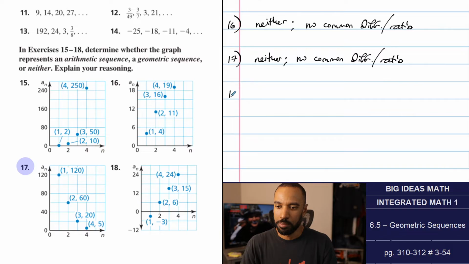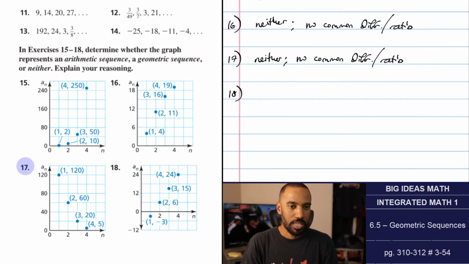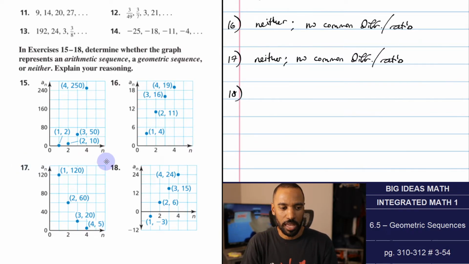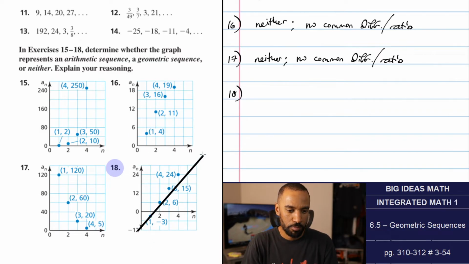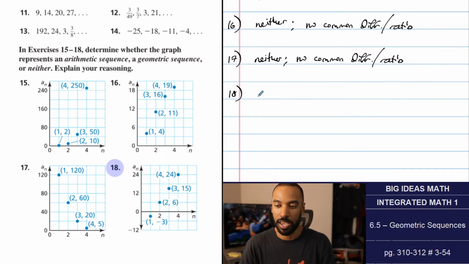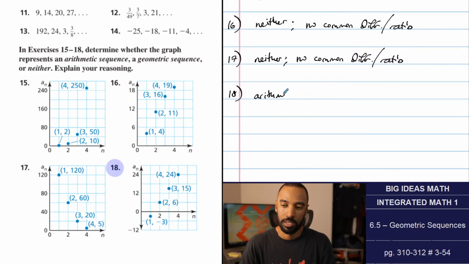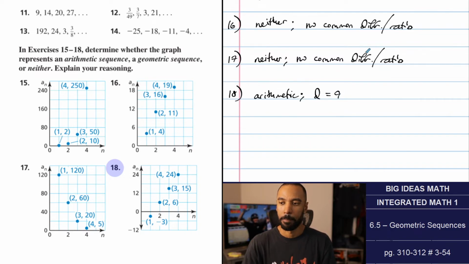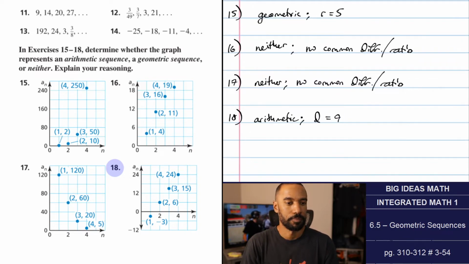And number 18, this thing goes from negative to positive and doesn't let up. That's something a geometric sequence just cannot do. This appears linear, though. Going up and right through. Adding 9 plus 9 plus 9. This is an arithmetic sequence with a common difference of 9. There we have it.